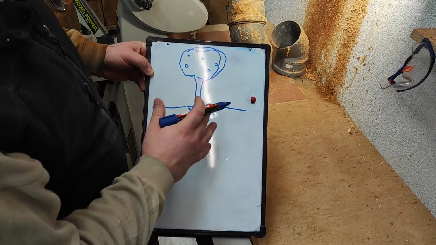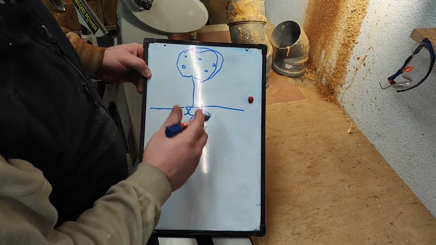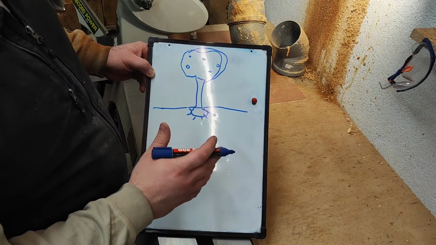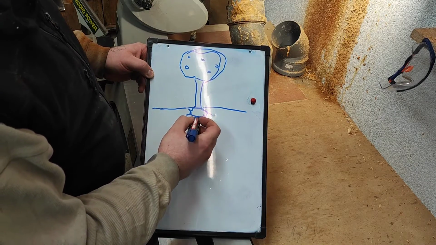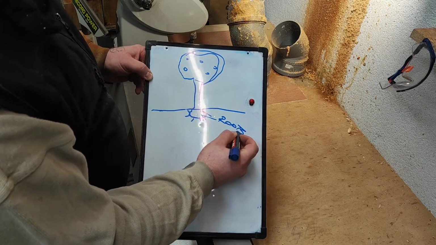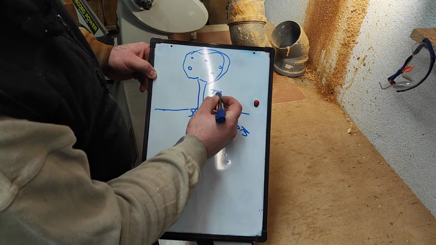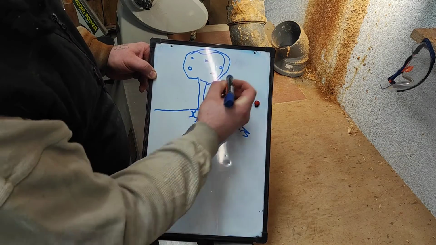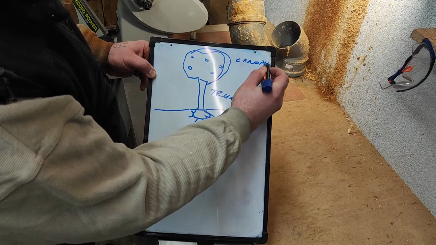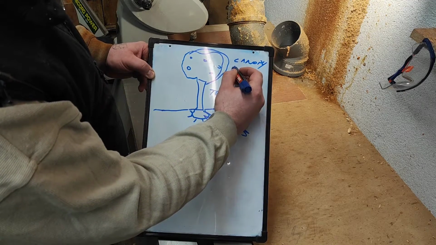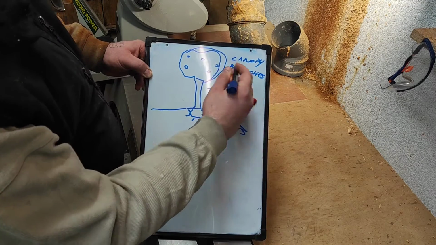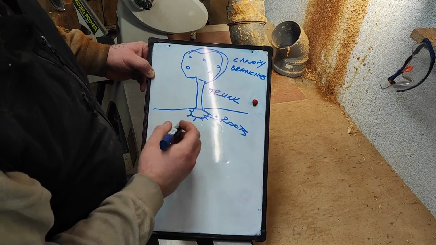Okay, so this is my rudimentary drawing, but what I want to point out are a few key parts, and that is the roots, the trunk, and I'm going to call this canopy or branches. Okay, roots.